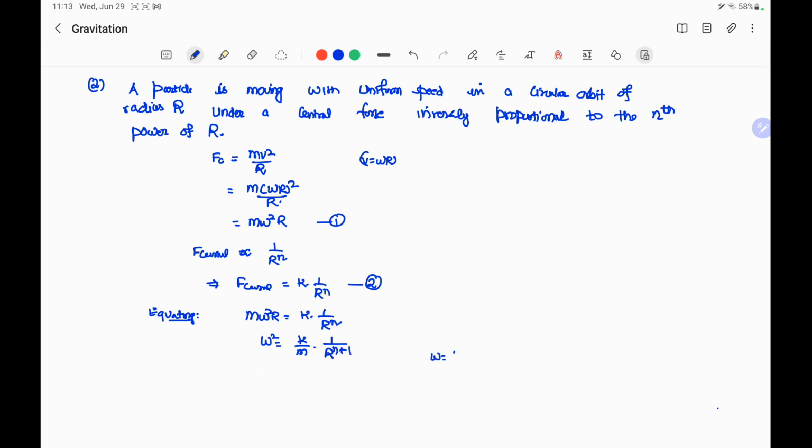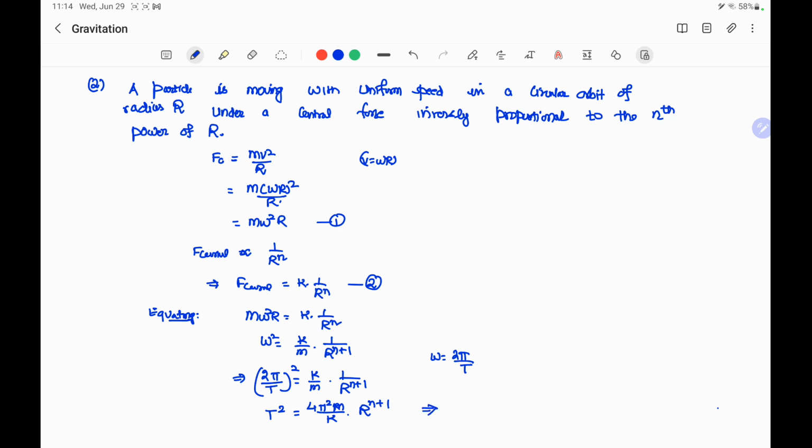Omega is 2π by capital T, where T is the time period. Therefore, we can replace omega, and we have (2π by T)² equal to k by m into 1 by r raised to power n plus 1. And now we can write T² equal to 4π² m by k into r raised to power n plus 1.